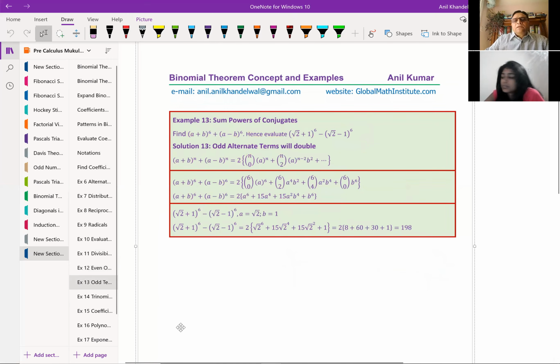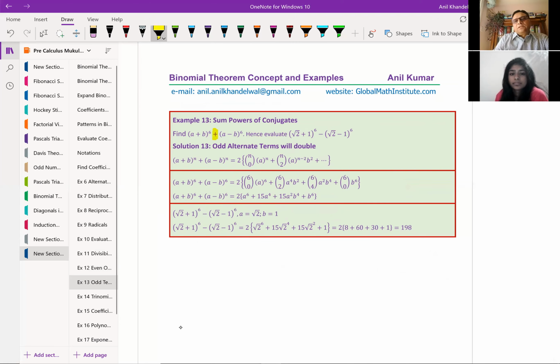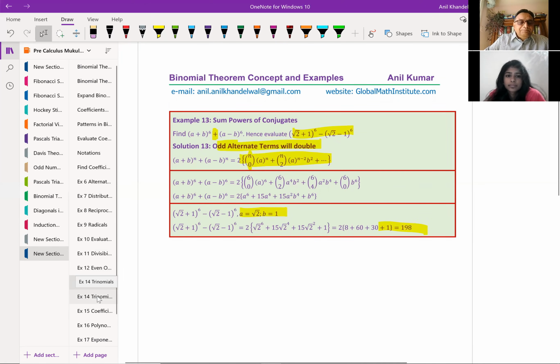We'll take another example. This time, just to give you a variety, it's a similar question; I just changed the sign to plus, nothing more, right? When I do that, I'm adding up the odd terms. So odd alternate terms will double up. The rest is almost the same formula. (Square root 2 plus 1) to the power of 6 minus (square root 2 minus 1) to the power of 6. So a for you now is square root 2, b is 1. Substitute, simplify your answer, and get the value. Is that clear? Difficult question, but very important from a test point of view. Just a variety, a very important variety, okay?